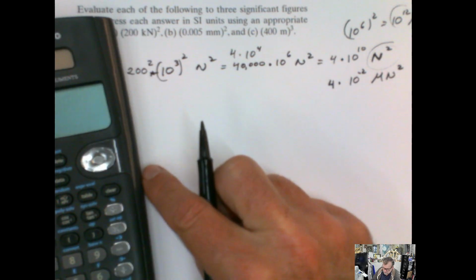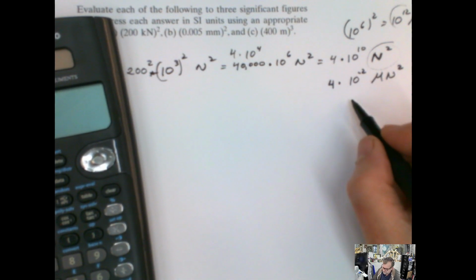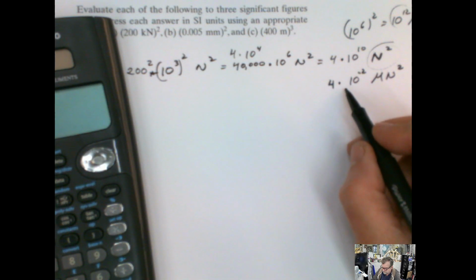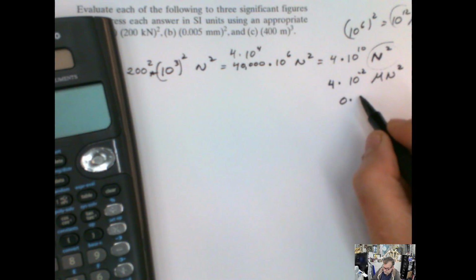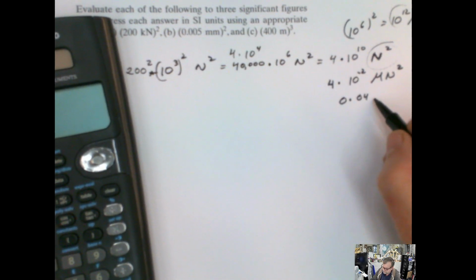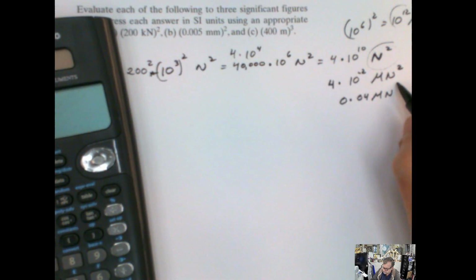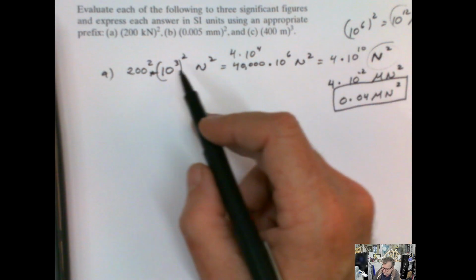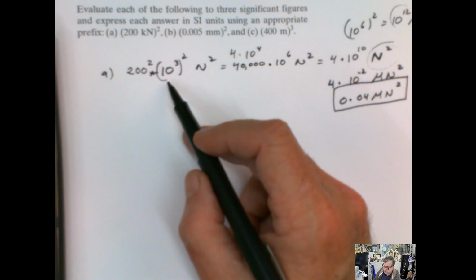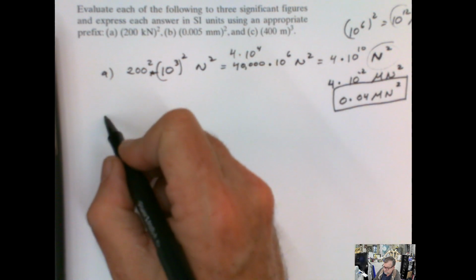And basically this here will be 4 times 10 to the negative 2 meganewton squared. But because it's asking me to express it with three significant figures, I have to say either 4.00 times 10 to the negative 2 or 0.0400 meganewton squared. This is kind of confusing because of the exponents and because the prefixes are also raised to the power.